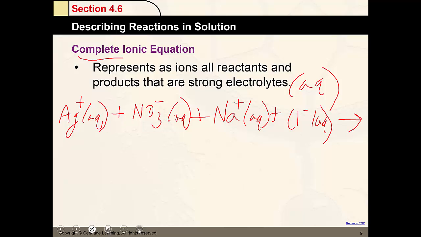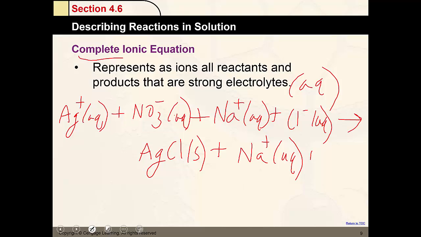Now, if we look at our products, AgCl was a product, except it was a solid. So if something's a solid, it still exists as a solid in solution. It does not break apart. So we still write any solid the exact same way. It remains intact. So AgCl is a solid. Then we look at our final product, NaNO3, which was aqueous. So therefore it breaks apart into its two ions, the Na plus ion and its nitrate ion, NO3 minus. So this is the complete ionic equation.